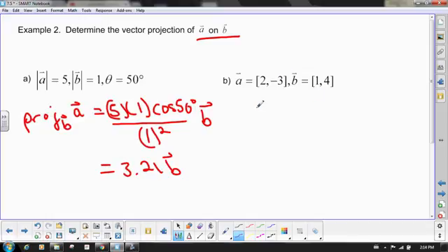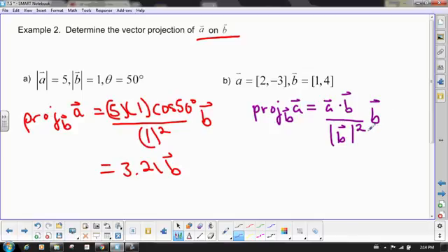What if it's in algebraic vector form? Start off the same way: projection of A onto B. Again, I'm going to do that dot product. I'll write out the formula again since I didn't write it over there: A dot B over the magnitude of B squared, multiplied by B. I know it's a denominator of B and a B right here because I'm projecting onto B.